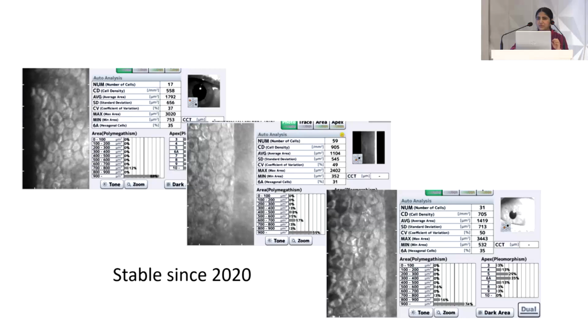Now, why 2020? Because this is the time point when this medication became available, and that was a time when there was no corneal tissue, and that is why we had to look for alternatives. That is how most of these patients are from 2020 and 2021.